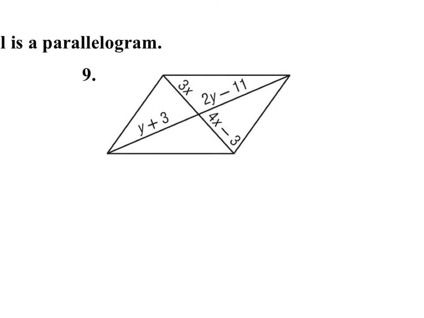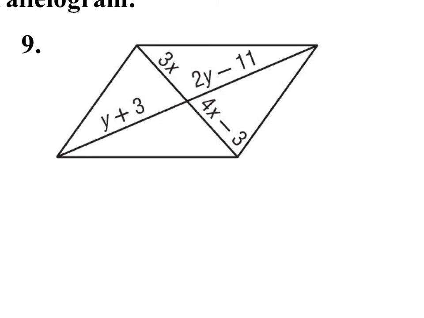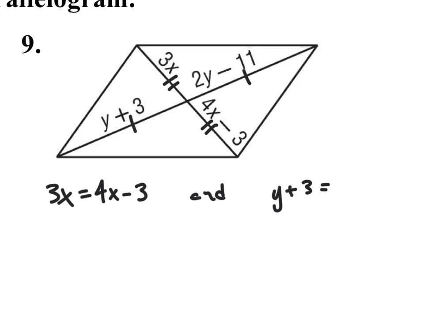And it wants us to figure out what these values are. What I do know about parallelograms is that this segment is congruent to this segment, okay, and these two segments are congruent, okay? So I know that the diagonals bisect each other, all right? So I'm going to set up the equation 3x is equal to 4x minus 3, okay, and I'm going to set up the equation y plus 3 is equal to 2y minus 11, okay? So I can set those equal to each other because I know that they're bisected.